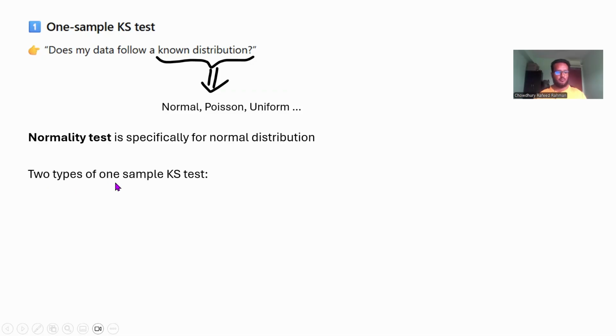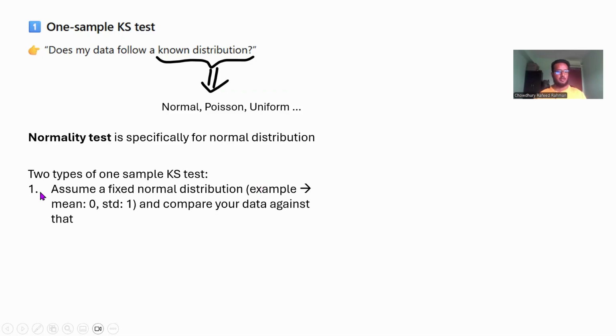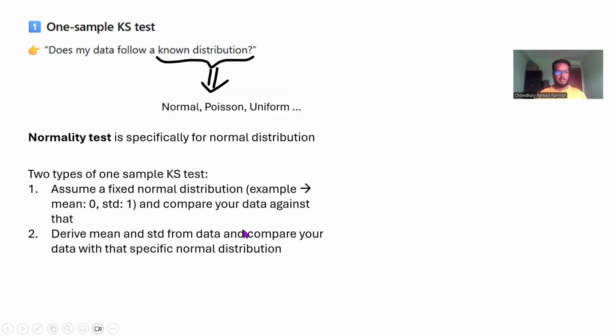There are two types of one sample KS test. In number one, you can assume a fixed normal distribution. For example, suppose my normal distribution has a mean 0 and standard deviation of 1, and then you can compare your data against that. In case number two, you can derive the mean and standard deviation from your data, and compare your data with that specific normal distribution. So these are the two ways you can actually do the KS test.